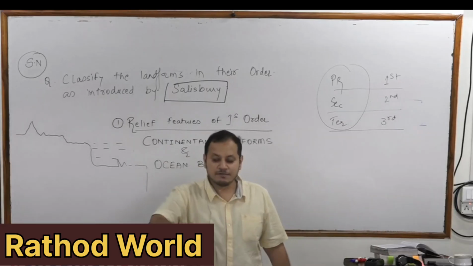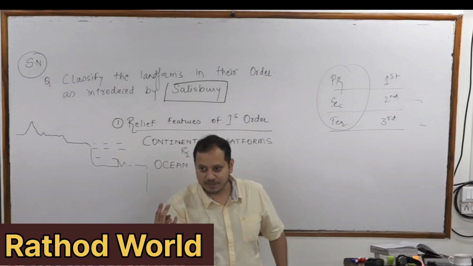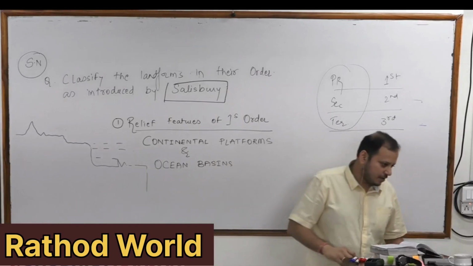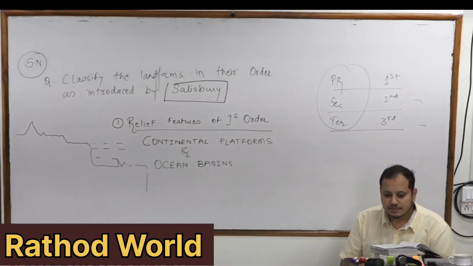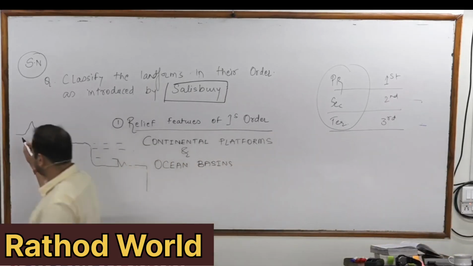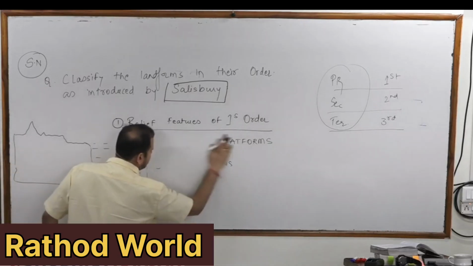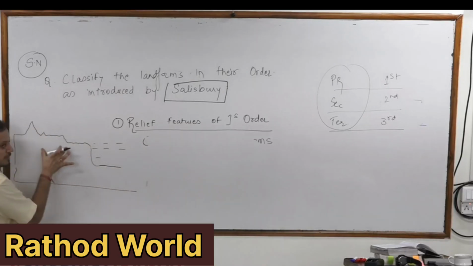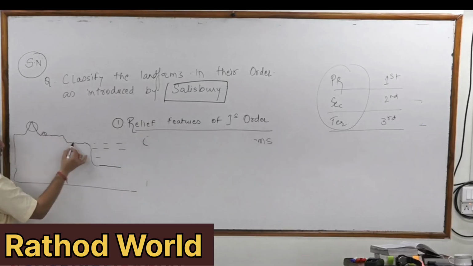On the first order relief features are the second order relief features, and they are mountains. Getting it? So second order relief features. If this is the first order relief feature, if this is our example, this is our continent, this will be the second order relief feature. What is it? Mountains, hills, plateaus, plains.